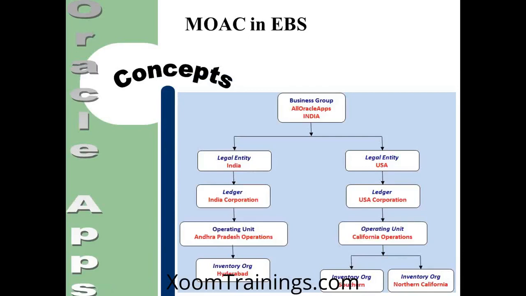And we are also discussing MOAC in EBS, how multi-org access control is implemented in EBS. We'll take one business scenario at country level, and we will explain the legal entity, ledger, operating unit, inventory organization. And if you want, we can go till the locator also. Sub-inventory and locator.